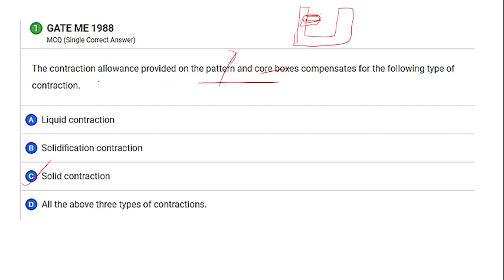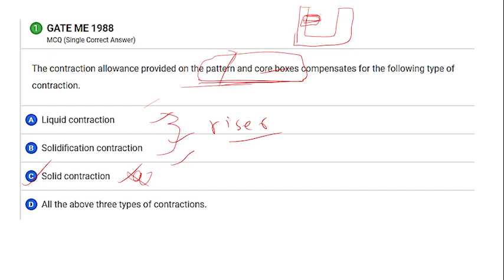Firstly try to understand the question. What is it asking? Contraction allowance provided on the pattern and core box is compensated by. What are the three types of contraction? Liquid, solidification and solid, right? So we already know that liquid contraction and solidification contraction are compensated by riser. So to compensate solid contraction, what we do, we provide some allowance on the pattern or the core box as mentioned in the question. So C is the correct answer.